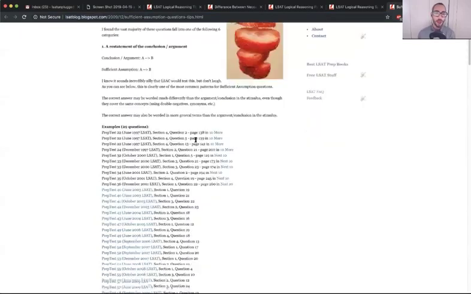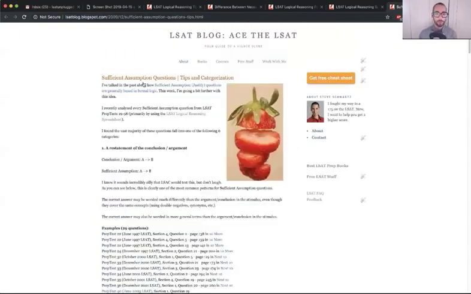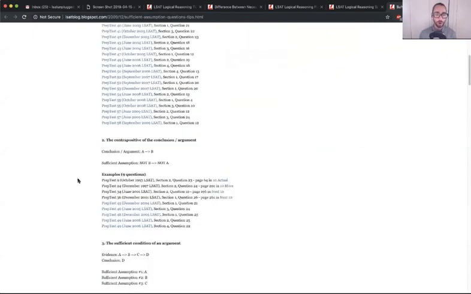I have some formulas where I broke down this type of question, sufficient assumption questions, and I'll share that page with you here so you could see. I went through and grouped them all into six major categories. The first is a restatement of the conclusion and the argument. The second is the contrapositive of the conclusion and the argument.